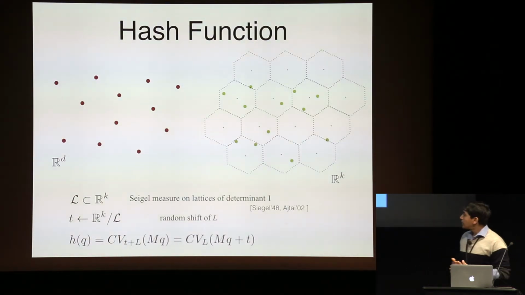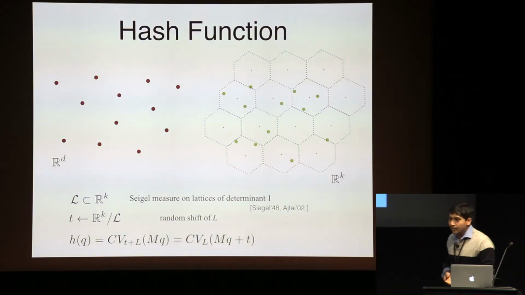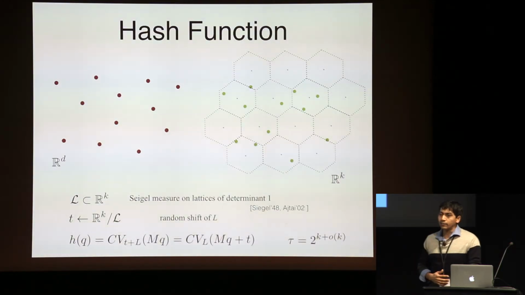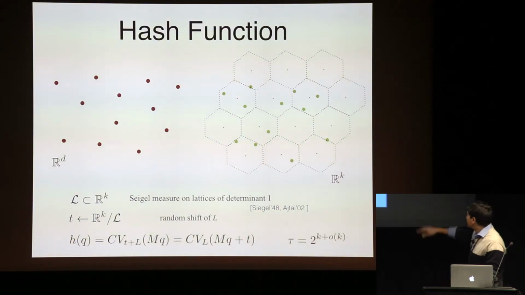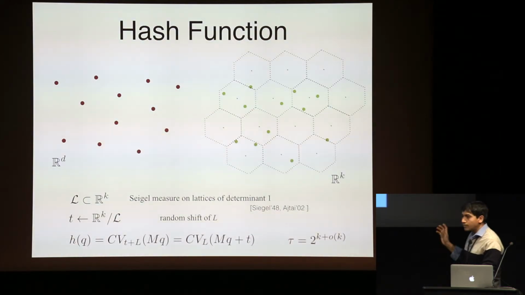In order to hash a point, we now need to solve this closest vector problem on the underlying lattice, which we know is NP-hard in general, but there do exist single exponential algorithms which can achieve this in randomized space and time. So we do have a hash function which can hash a point in time about 2 to the k plus little o of k.